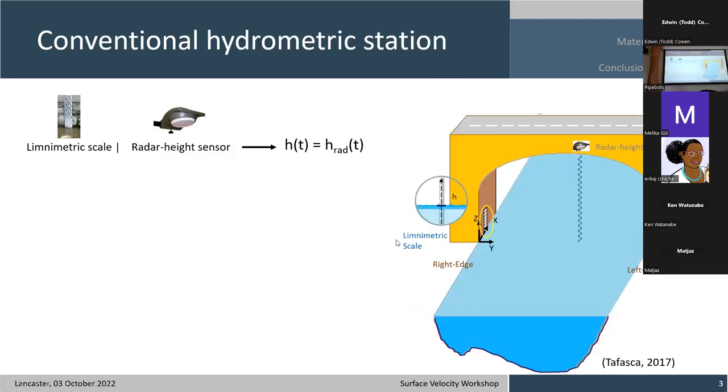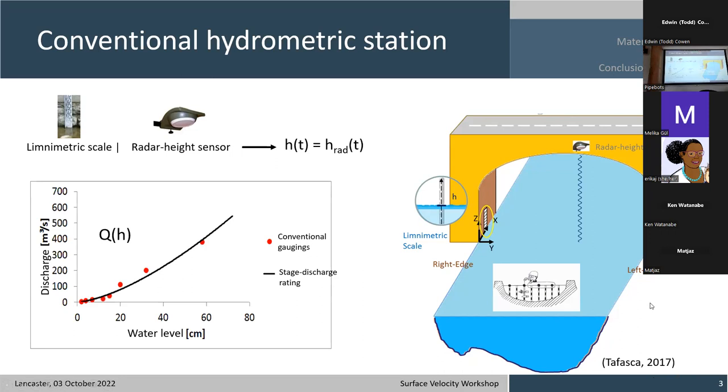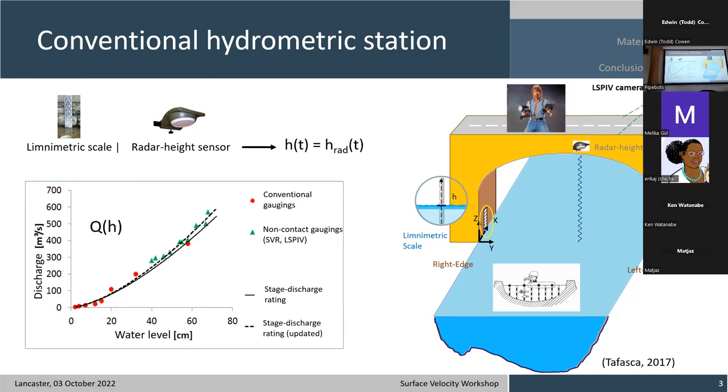Next, please. So first, the context of the conventional hydrometric station with radar systems to monitor the time series of water level. In this kind of station, we can perform current meter gauging, like this, just to establish a stage-discharge rating curve that will be quite dense in the lower part of the water level range, but quite poor in the higher range. So if we have the opportunity, next, we will add some non-contact gauging methods just to measure discharge in this area of the water level range, and we will get a better stage-discharge rating curve.